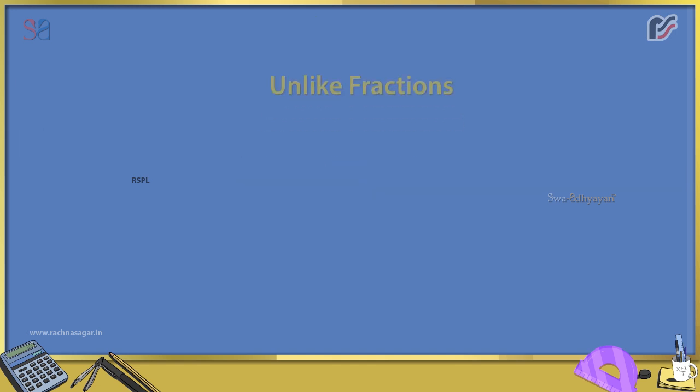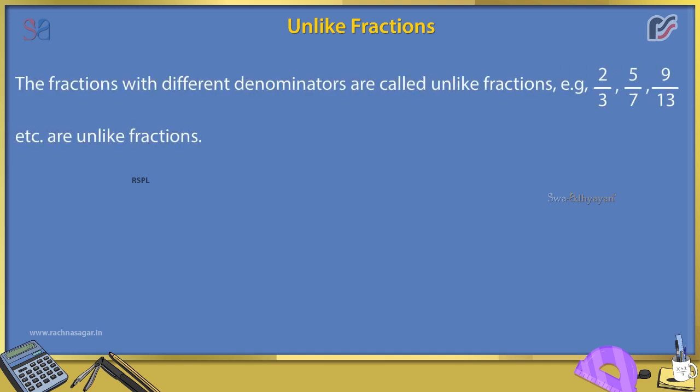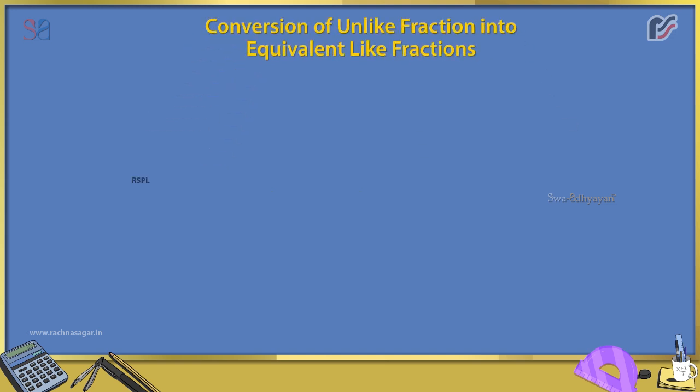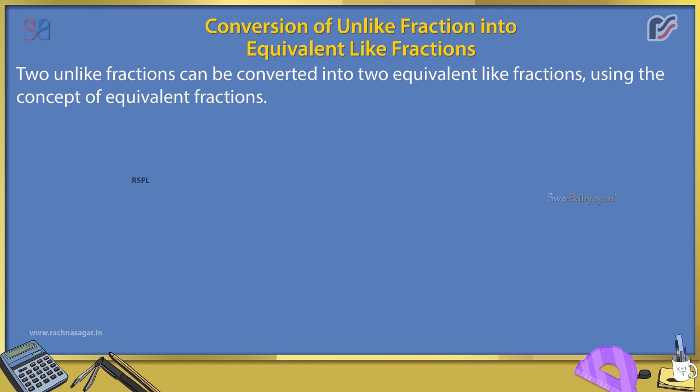Unlike fractions. The fractions with different denominators are called unlike fractions. Example, 2/3, 5/7, 9/13, etc. are unlike fractions. Conversion of unlike fraction into equivalent like fractions. Two unlike fractions can be converted into two equivalent like fractions using the concept of equivalent fractions.